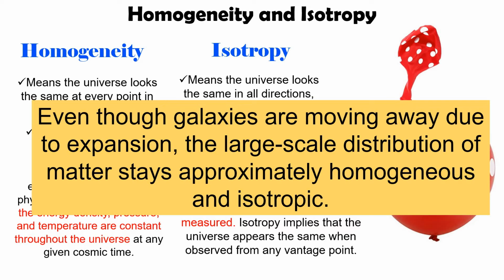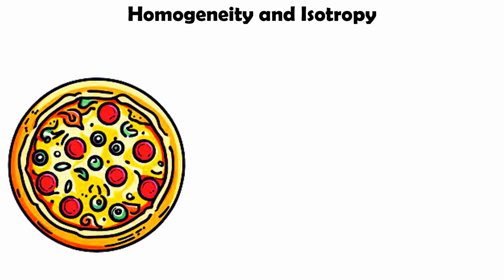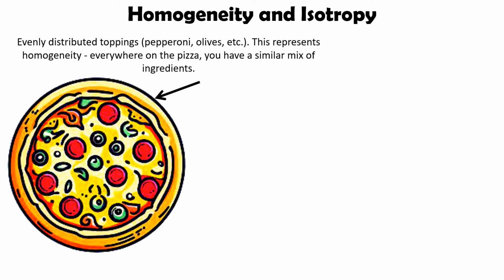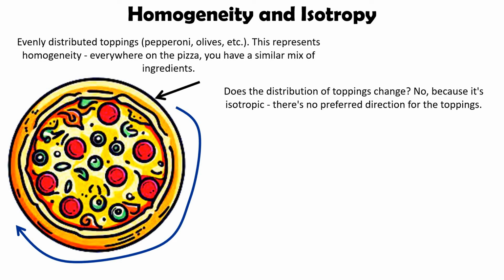I will come to that statement later. You can also think of it as a nice pizza. This is a nice pizza on your screen, and you can see that it has evenly distributed toppings: pepperoni, olives, chicken, mushroom, etc. This represents homogeneity. That means everywhere on the pizza, you have a similar mix of ingredients. Now you rotate the pizza, this blue line. The question I would ask is: when you rotate the pizza, does the distribution of the toppings change? No. Why? Because it is isotropic and there is no preferred direction of the toppings. So this is very important.